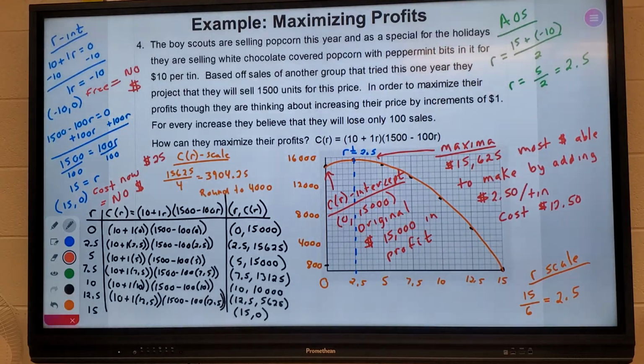Okay, and that's all for number 4. That is all 4 of the examples that we're going to work with, the real world applications.